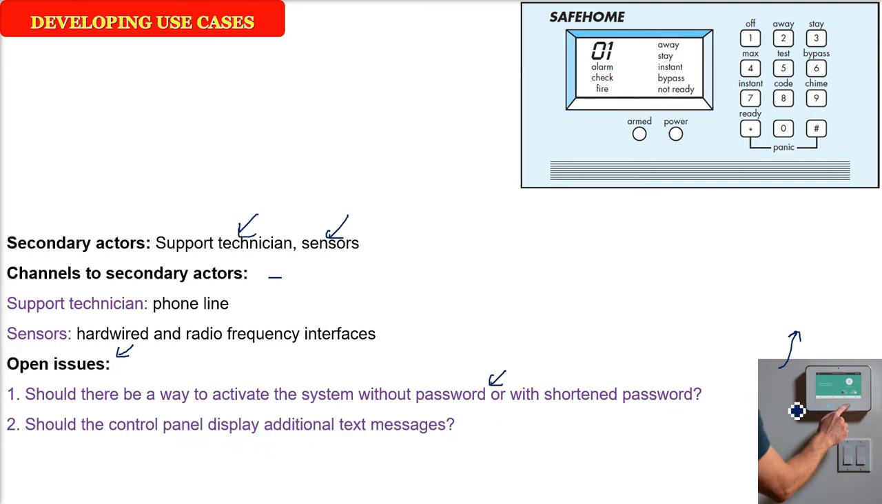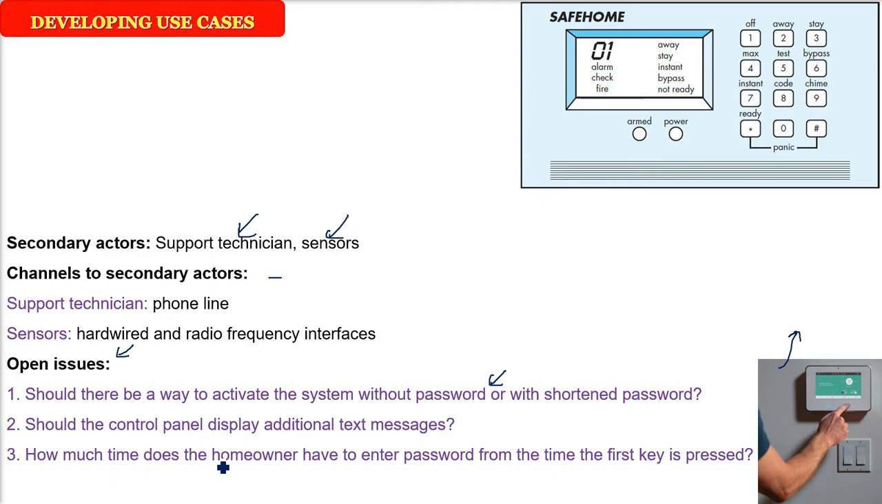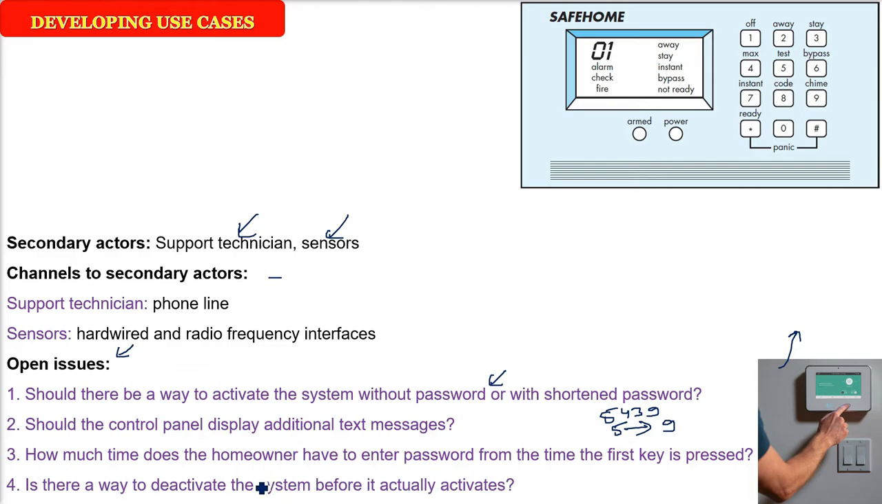And should the control panel display some other message? If users start, say the password is 5439. Now when he enters 5, how much time does it need to put 3 till 9, 5439? And is there a way to deactivate the system before it actually activates? That is a 30 second, 1 minute time, so that he can just activate and go out of the house in 1 minute or 2 minutes like this.